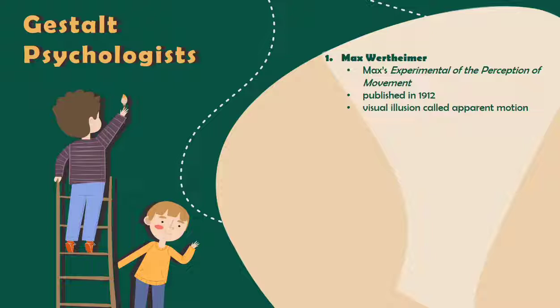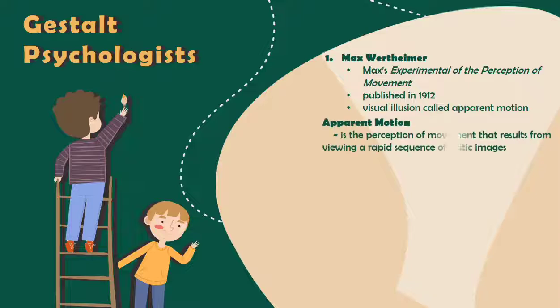Well, the inaugural article of Gestalt psychology was Max Wertheimer's Experimental Studies of the Perception of Movement, published in 1912. Wertheimer, then at the Institute of Psychology in Frankfurt am Main, described in this article a visual illusion which he called apparent motion. Apparent motion is the perception of movement that results from viewing a rapid sequence of static images, as happens in the movies or in flip books.